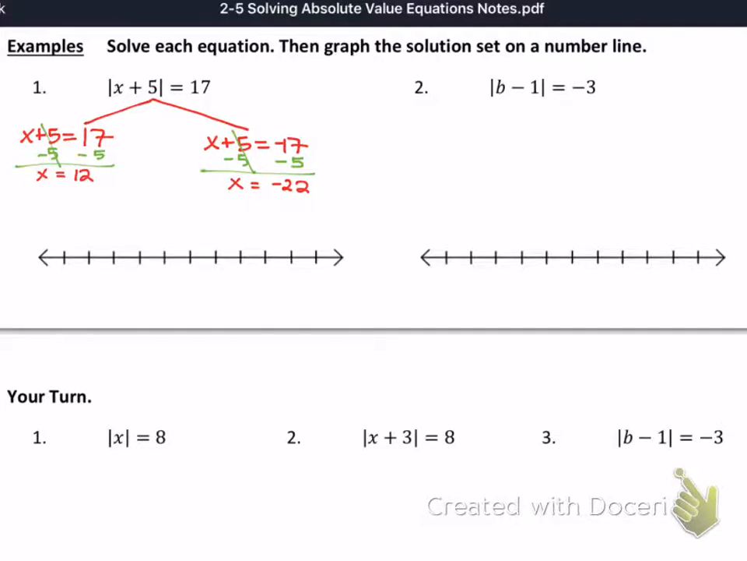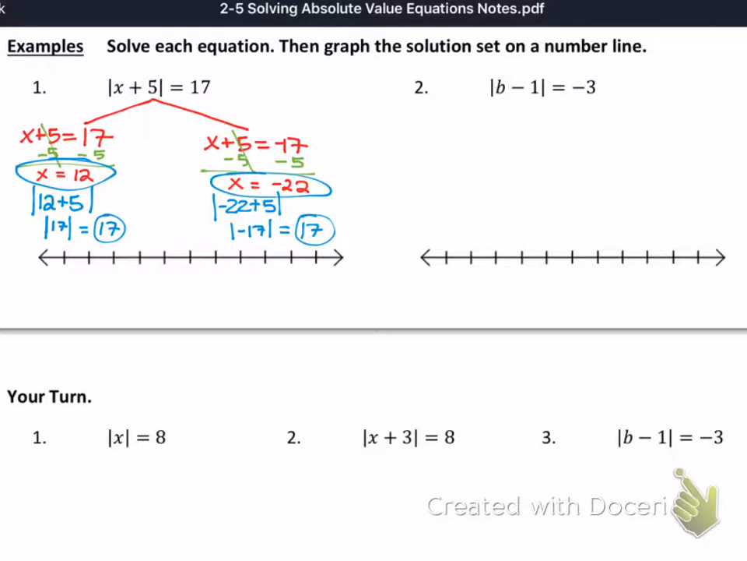Now, why are there 2 solutions? If I plug both these numbers back in, you'll find that both of these can be solutions in absolute value. So I'm going to go ahead and plug in the 12. When I do that, you'll see that we get the absolute value of 12 plus 5, which is 17, and the absolute value of 17 is just 17. If I do that with the negative 22, we see that negative 22 plus 5 gives me negative 17, but the absolute value of negative 17 gives me also a positive 17. So, in this case, I do have two possible solutions that work. And how do you graph it?